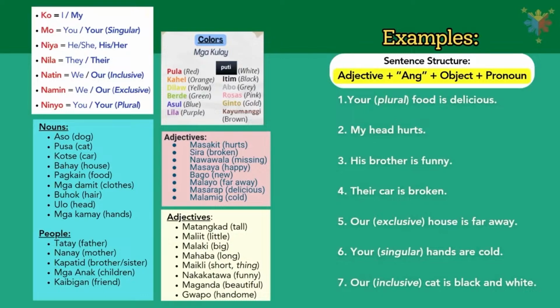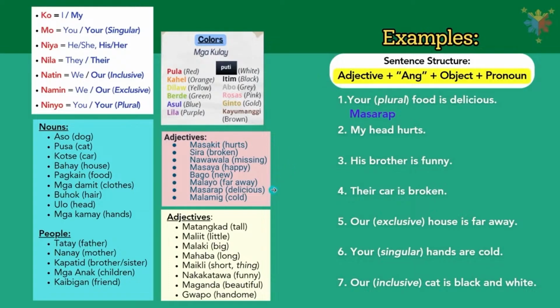So let's take a look at some examples. Number 1, your, plural, food is delicious. Let's do this one together. So the adjective comes first. Take a look at the sentence structure. Adjective comes first, so it would be masarap.